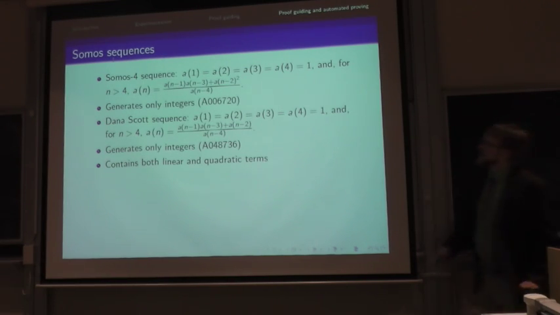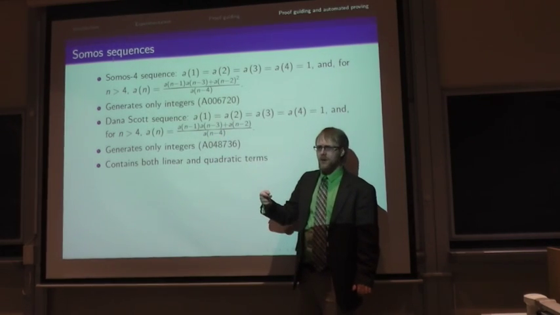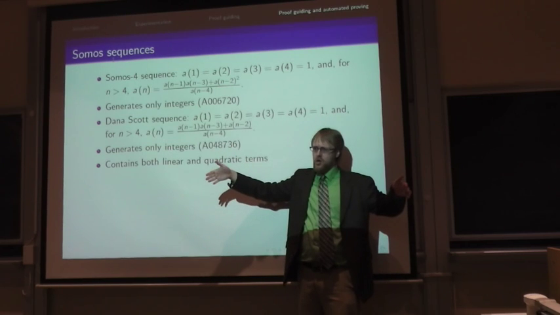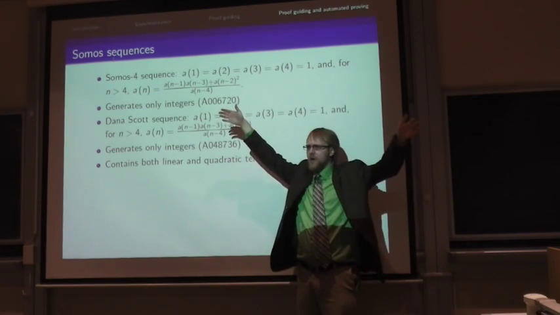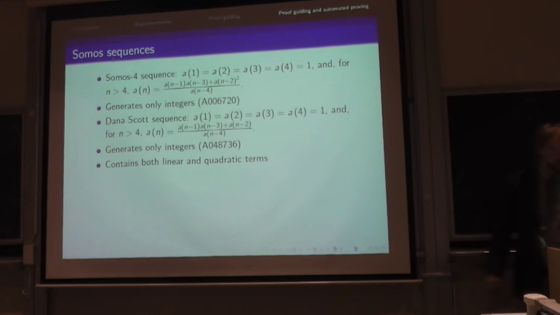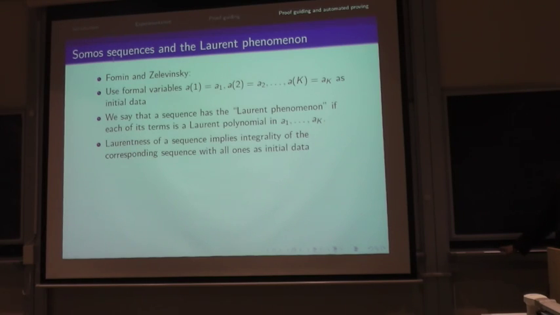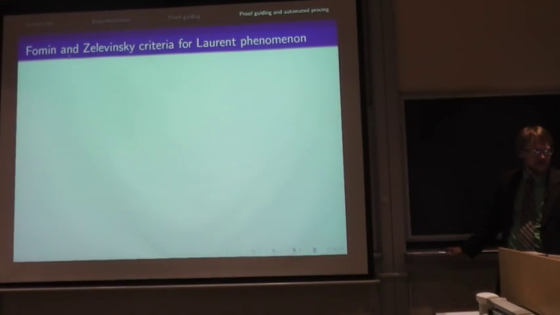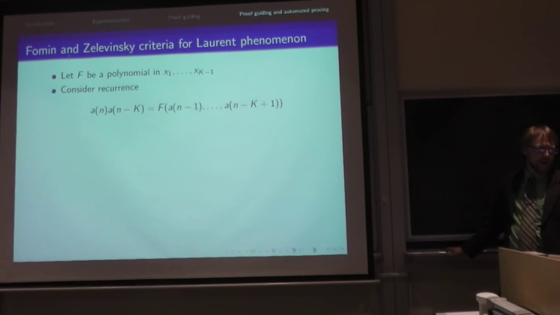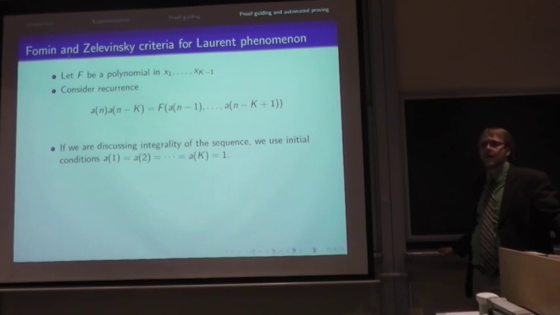And so the point here is that it has to be a Laurent polynomial because we're going to be dividing by some terms. But the more important thing is that eventually we're going to be dividing by polynomials. And so somehow what we have on top always has a factor to cancel out everything that's not just monomials on the bottom. It's not too hard to see that the Laurentness of a sequence implies integrality of the corresponding sequence with all ones and integer data: just set everything equal to one. Fomin and Zelevinsky have some pretty high-powered machinery. I'm omitting it because it's kind of technical for a 48 minute thesis defense.